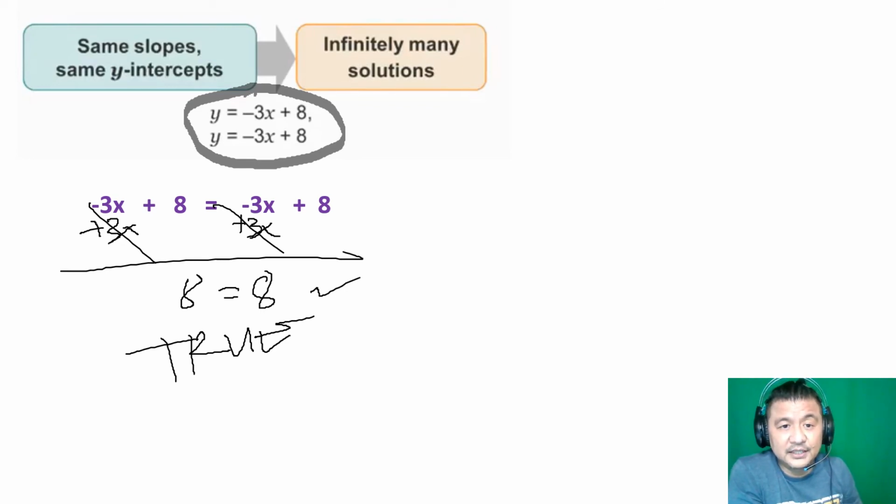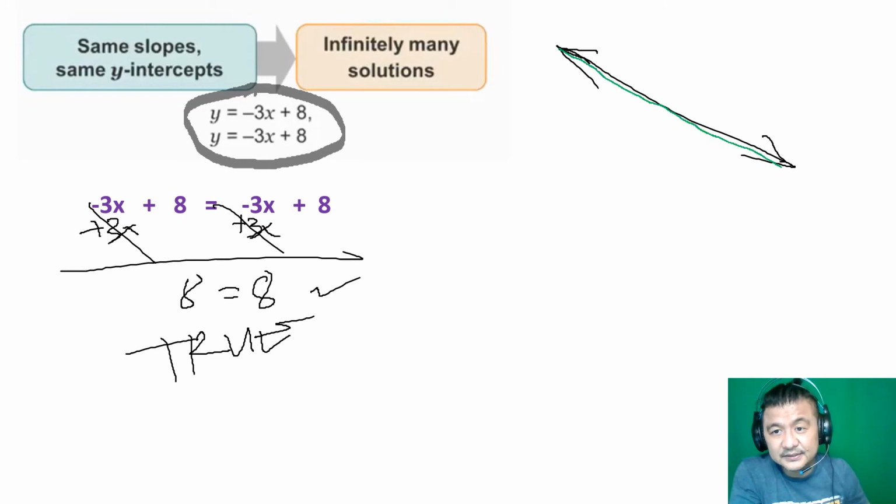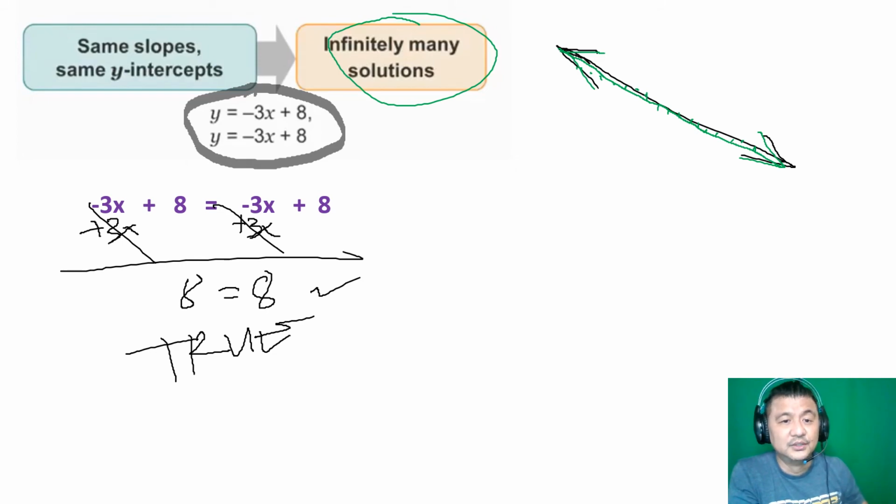Guess what? If this is negative 3x plus 8, the other line would also be what? Negative 3x plus 8, one on top of the same line. See that? And if one line is on top of the other line, where do they meet? They will meet at an infinite number of points. That's why it says infinitely many solutions. So not just one, but an infinite number of solutions.